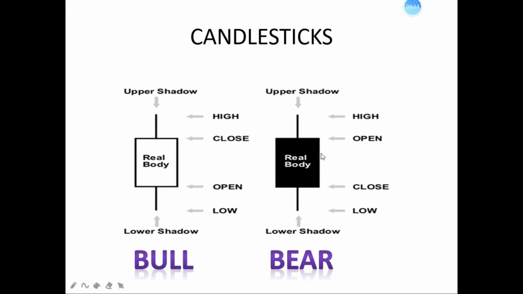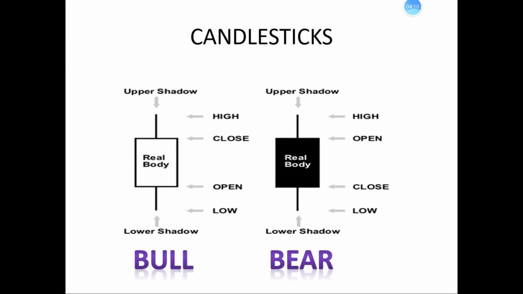The black color is the bear candle, which means, for example, this is $3, this is $1. When you open at $3 and close at $1, the body will become black. If you open at $1 and close at $3, the price is going up, so the color will be white. This is the bull candle and this is the bear candle. This is the very simple candlestick pattern that you need to understand so that you can use this information to plan your trade and do your analysis.